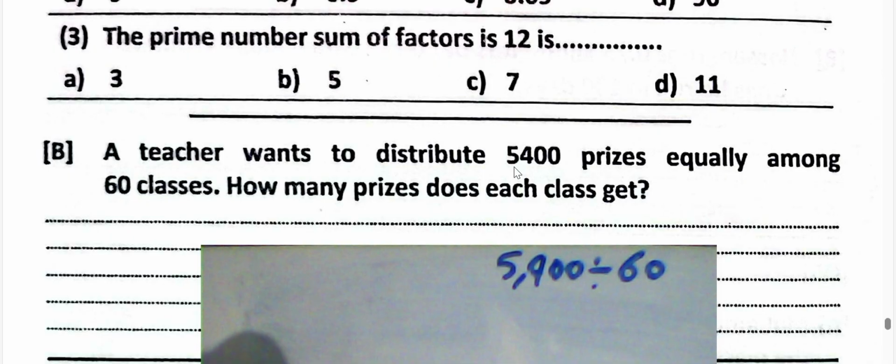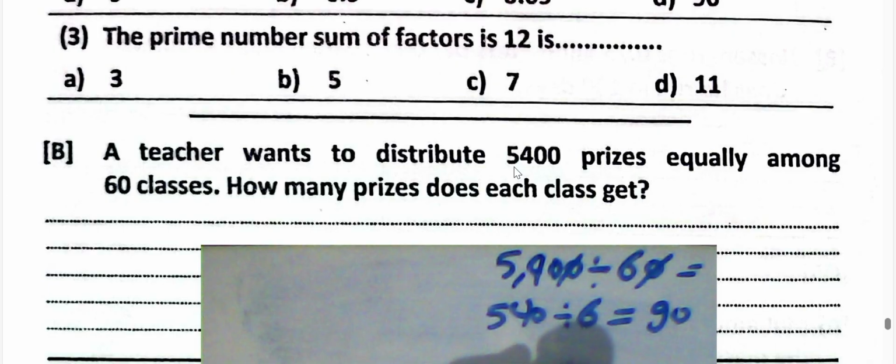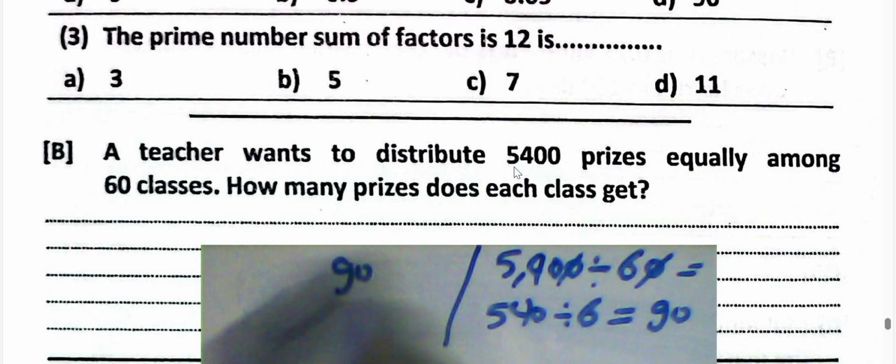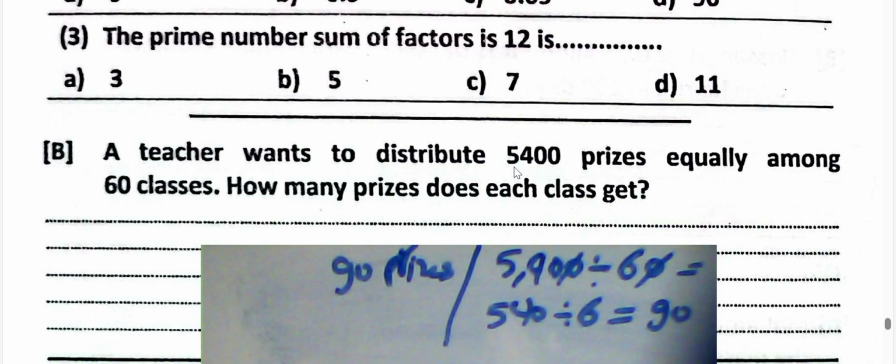Next question. A teacher wants to distribute 5,400 prizes equally among 60 classes. How many prizes does each class get? Divide 5,400 by 60. You can simplify by dividing by 10. The result will be 540 divided by 6. Look here, 54 divided by 6 equals 9. Then we write 9 and 0, so the answer will be 90 prizes.